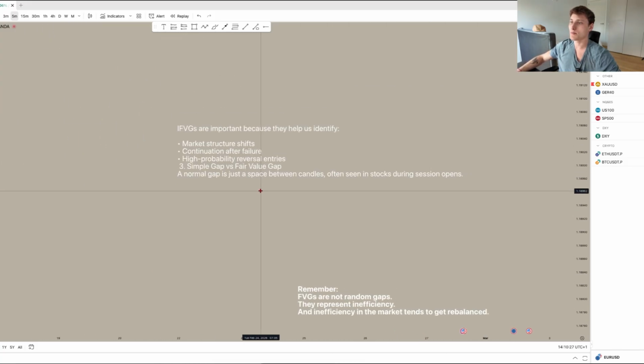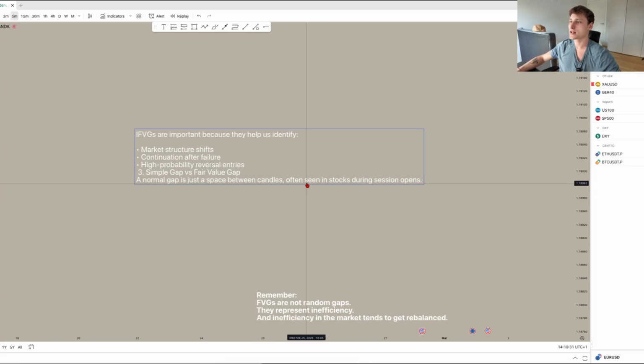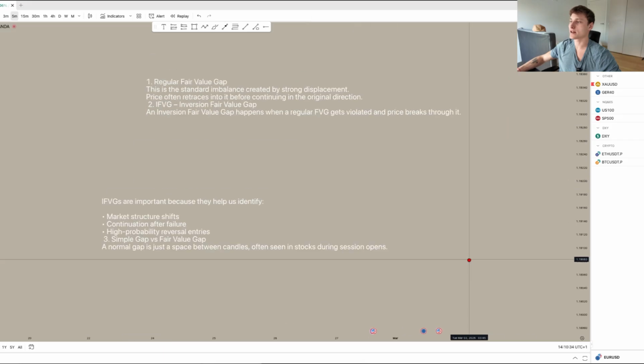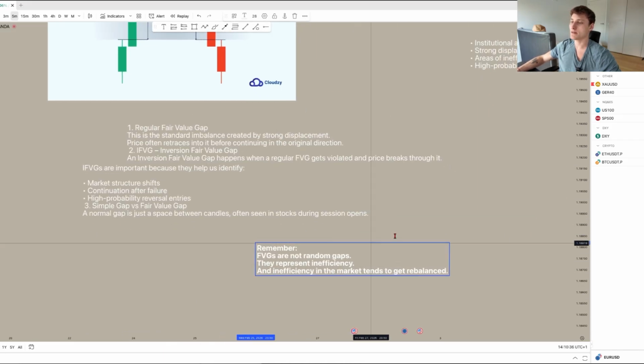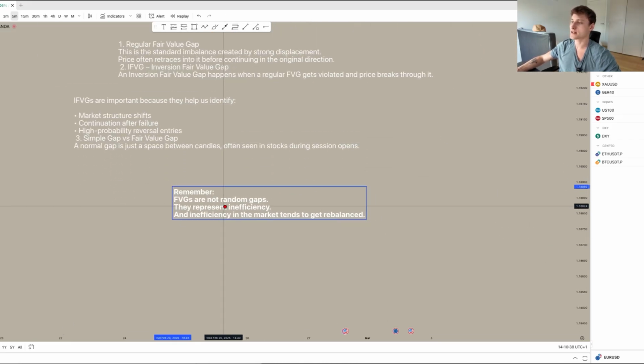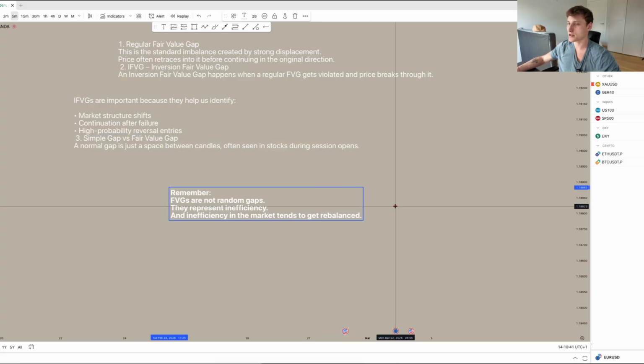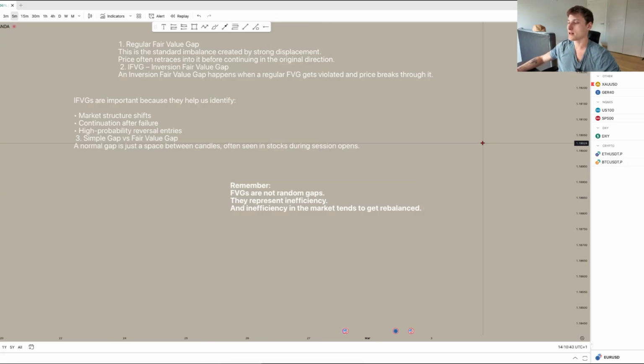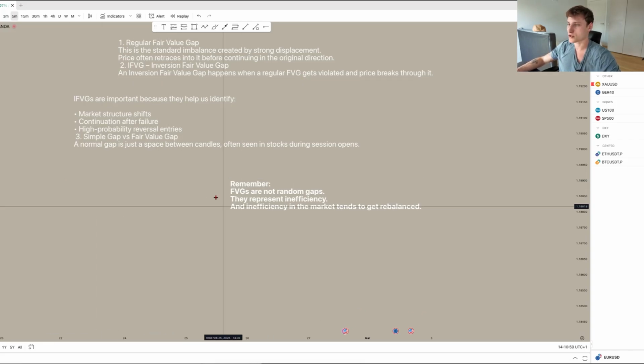So, simple gap versus fair value gap. A normal gap is just a space between candles and is often seen in stocks during session opens. Well, they're seen anywhere, not only on stocks but on the forex market, crypto, and anywhere you want. But especially at the opening of the kill zones, the timings. We'll talk about this in a different video because the timings are an important topic. The price is not regulated only by the market, it is also regulated by the timings: the London opening session, the New York opening, and the same on Nasdaq or any instrument you trade.